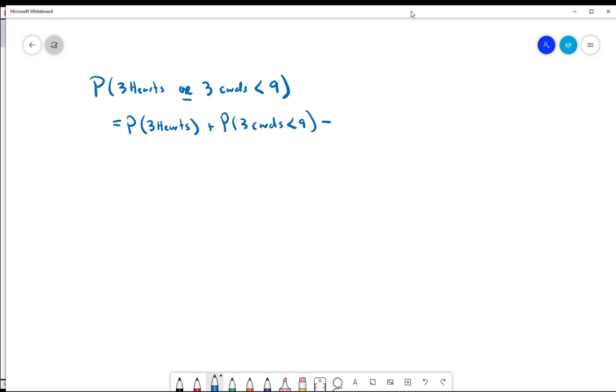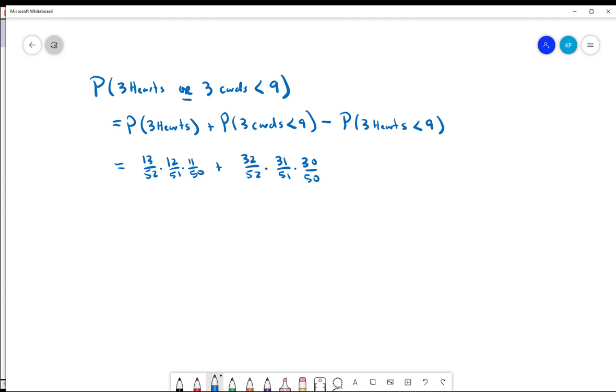Are there any cards that are both hearts that are less than 9? And the answer is yes. So we have to subtract the probability of getting 3 hearts less than 9. So earlier we said that the probability of 3 hearts was 13 out of 52 times 12 out of 51 times 11 out of 50. We also said the probability of 3 cards less than 9 is going to be 32 out of 52 times 31 out of 51 times 30 out of 50.